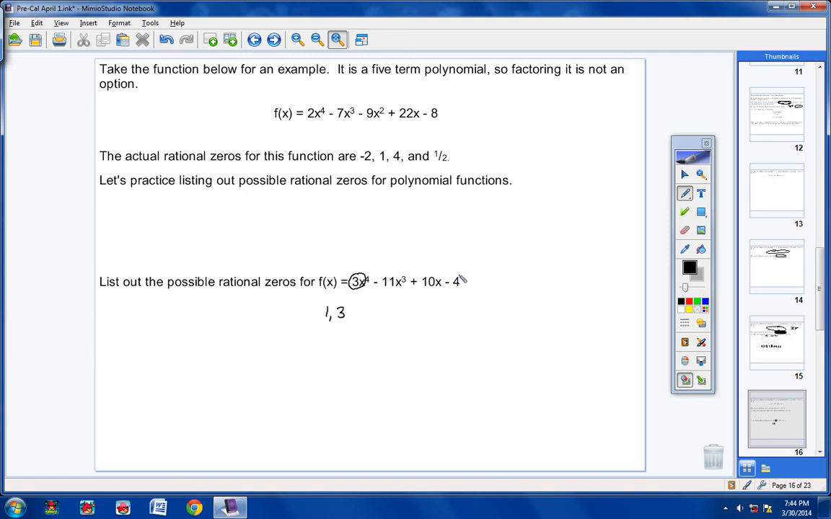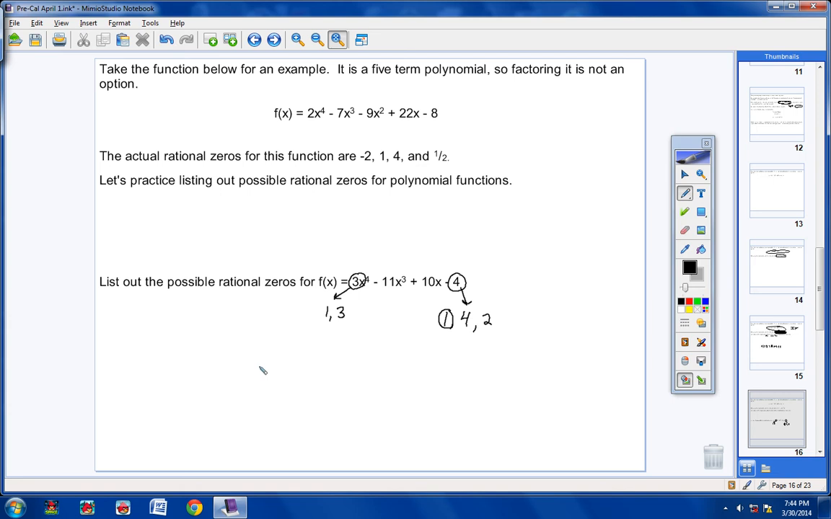Now we go to our constant term. We're going to list out all the factors of 4. So 1 times 4 and 2 times 2. Now there's no need to put 2 twice, so we're not going to worry about that. And so there, I've listed out all the factors of 3. I've listed out all the factors of 4. And now you take your first number, which is a 1, and put it on top of each of these numbers.